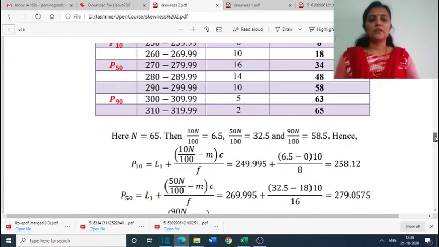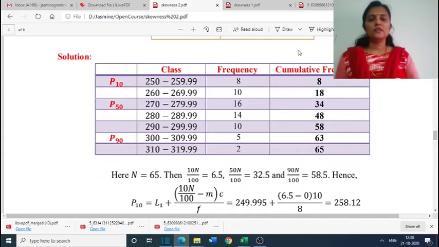For that, here also you have to find the cumulative frequency. So first one 8, 8 plus 10, 18, 18 plus 16, 34, 34 plus 14, 48, 48 plus 10, 58, 58 plus 5, 63, 63 plus 2, 65. This is the cumulative frequency column. Now you have 65 is the total.